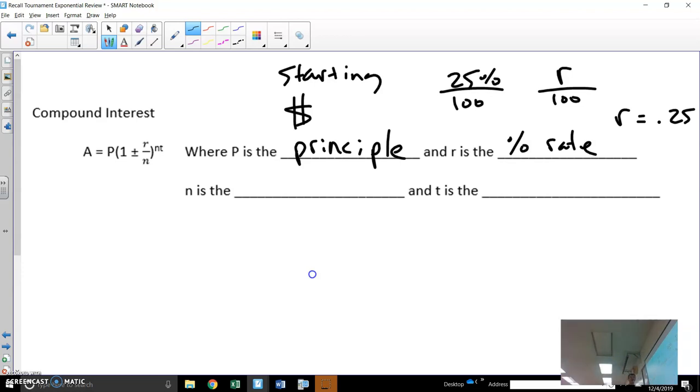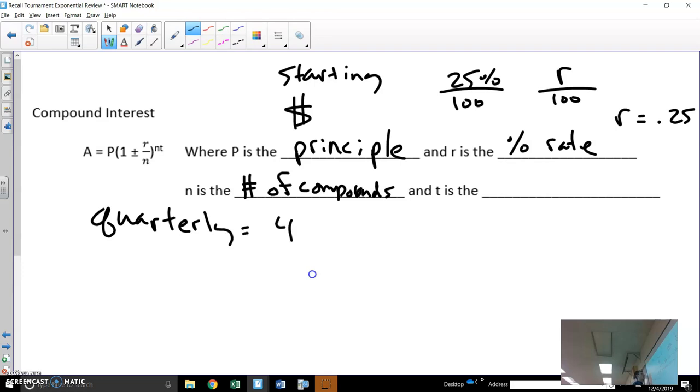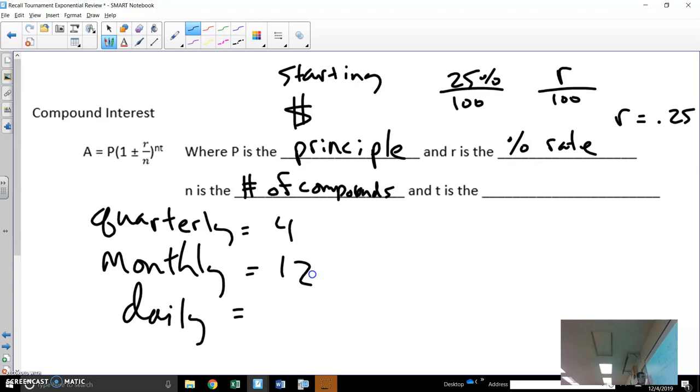N represents the number of times it's been compounded, the number of compounds. And so it's real good to know some basic words like quarterly. When you hear the word quarterly, I spelled quarterly wrong, let's fix that. Quarterly suggests 4 times a year. Or you may see questions that use the phrase monthly. Well, monthly would be 12 times a year. Or maybe even daily. Daily would be 365 times a year.